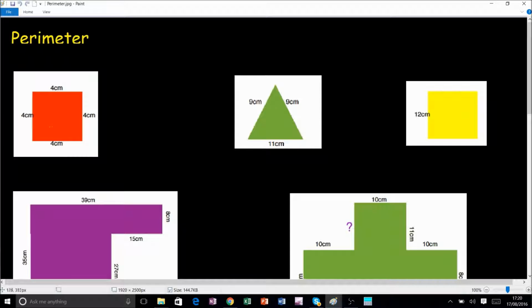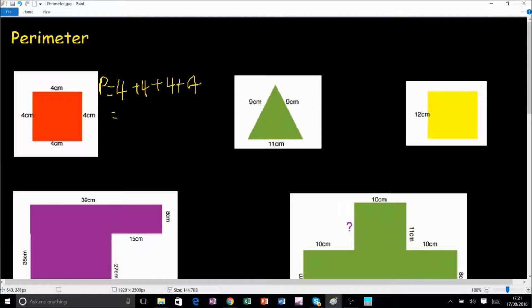So here we've got a square. We know it's a square because all the sides are the same measurement, which is 4 centimeters. So if you wanted to calculate the perimeter of this, we basically need to add up all the sides together. So the perimeter of this shape, let me put P for the perimeter, it's just going to be 4 plus 4 plus 4 plus 4. And remember, these are in centimeters.